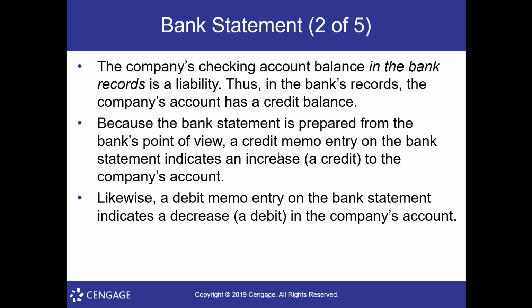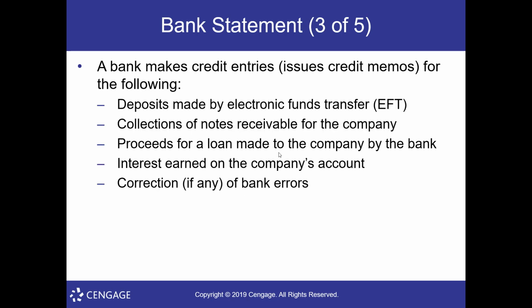A company's checking account balance in the bank records is a liability. Thus, the bank records the company's account as a credit. Because the bank statement is prepared from the bank's view, a credit memo indicates an increase. Likewise, a debit memo indicates a decrease. A bank makes entries, so the bank accounts for the cash opposite of the business.